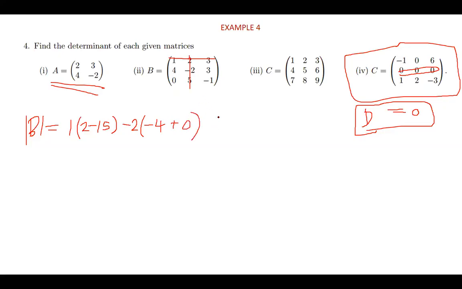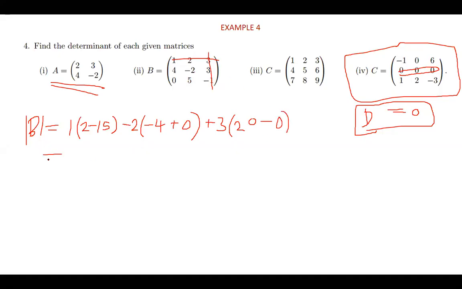And then we proceed. We pick now 3. 3 is positive there. So you open brackets, and then you delete this row and column. The remaining numbers are 4, -2, 0, and 5. So just multiply 4 times 5, you get your 20. And then minus 0 times -1, you get your 0.